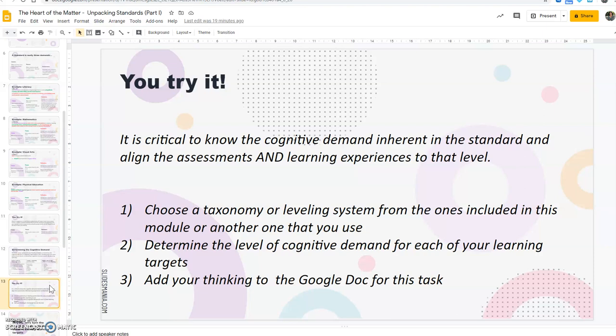So once again, I'm going to ask you to pause the video and to actually determine the level of cognitive demand for each of your learning targets and add it to your Google Doc for this task. So once again, please choose a taxonomy or leveling system. If you need additional information, go to the additional readings for the module, and take a few minutes to read up on the one that you choose. And when you're ready, come back and we have one last section in the module to finish up.